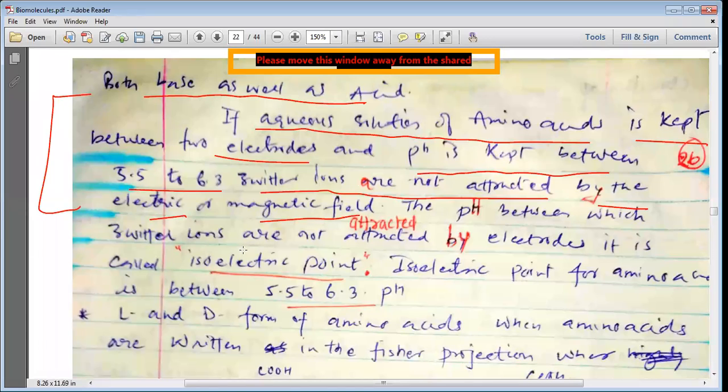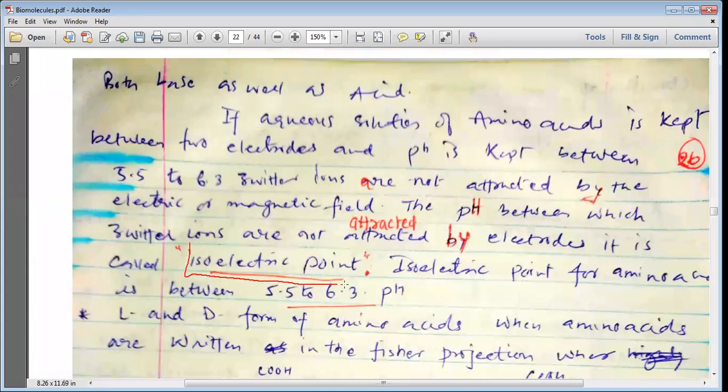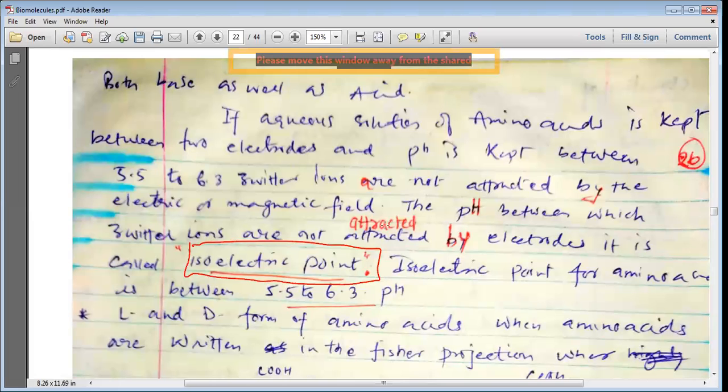The pH between which, now this is the definition, please learn it well. The pH between which the zwitter ions are not attracted by the electric field or by the electrode is called the isoelectric point. Please learn, my dear students, the definition of the isoelectric point. What is the definition of the isoelectric point? I am going to share it with you once again. Please remember that the definition starts from here.